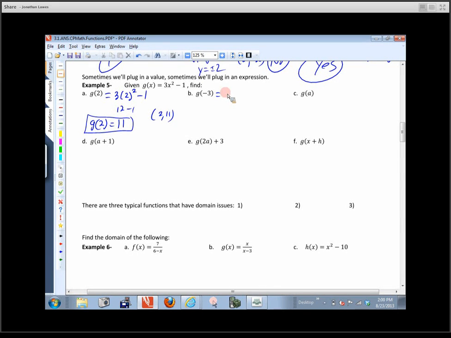Okay? Let's plug in a negative 3. If I do that, I've got 3 times negative 3 squared minus 1. Square that, it turns into a positive 9. Times 3, I get 27. 27 minus 1 is 26, so g of negative 3 is 26.